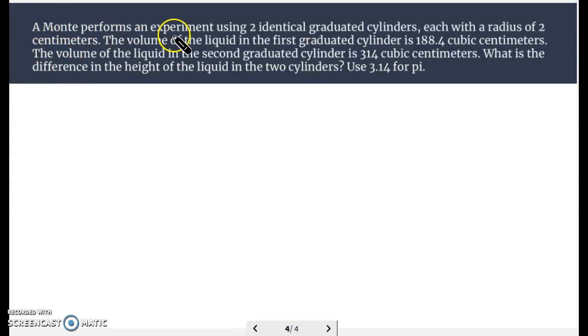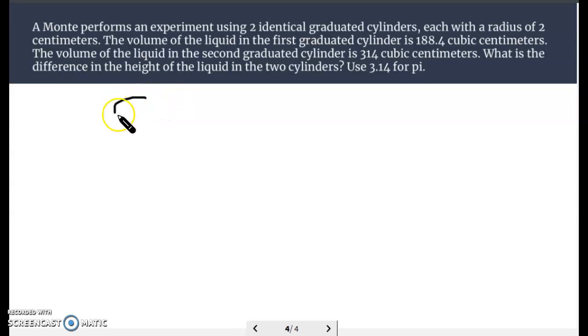Monty performs an experiment using 2 identical graduated cylinders, each with a radius of 2 centimeters. The volume of the liquid in the first graduated cylinder is 188.4 cubic centimeters. The volume of the liquid in the second graduated cylinder is 314 cubic centimeters. What is the difference in the height of the liquid in the 2 cylinders?